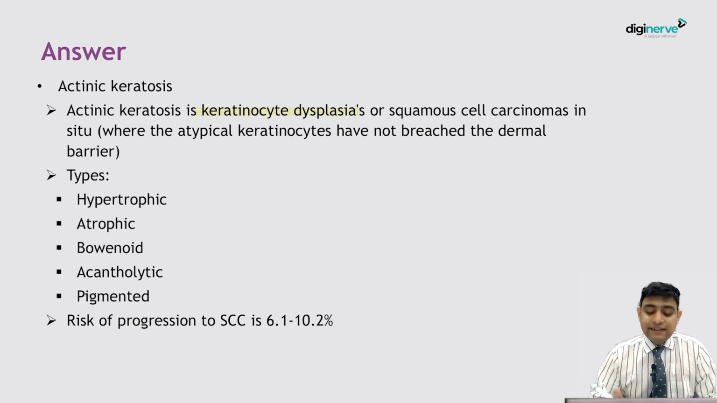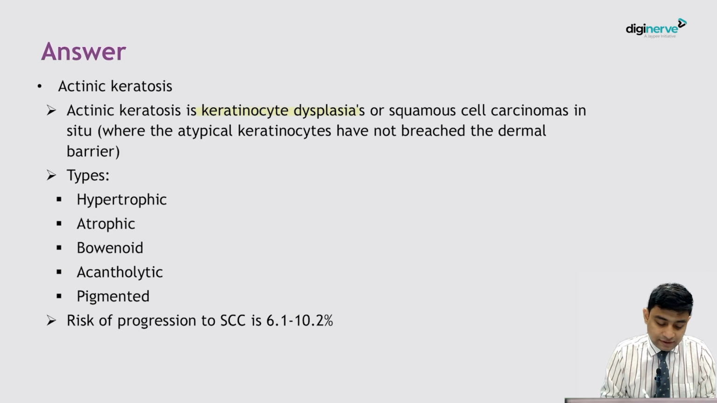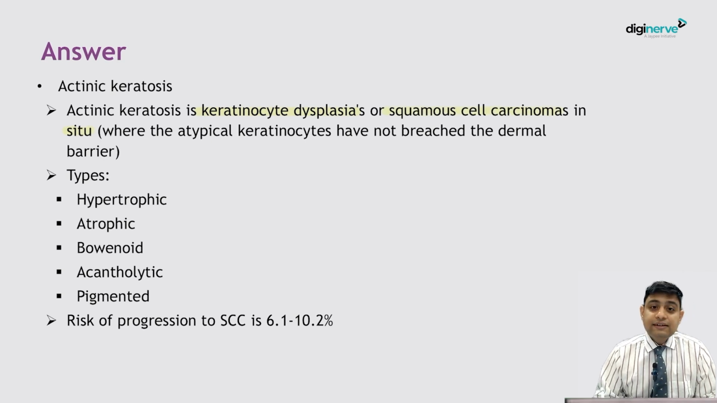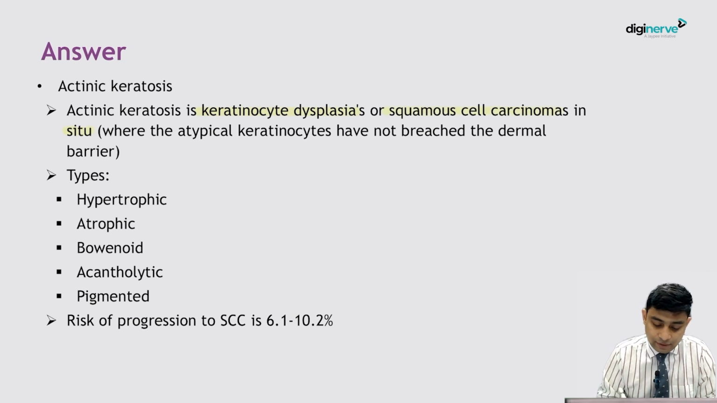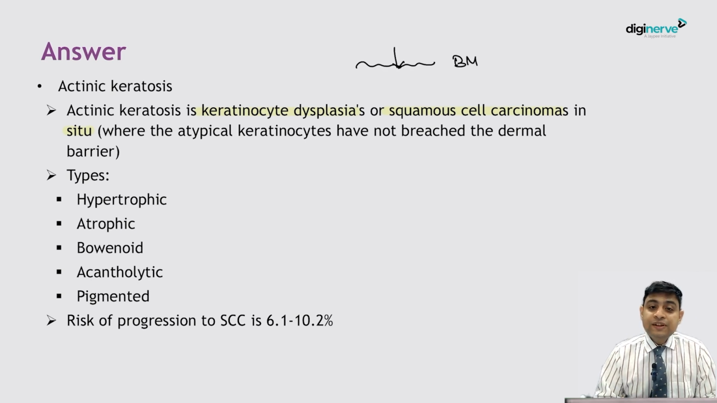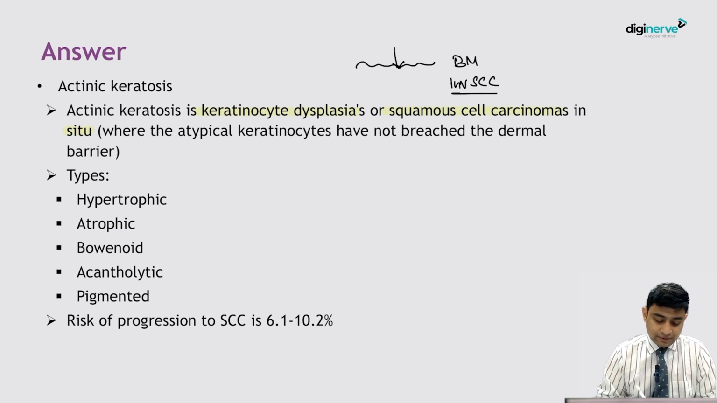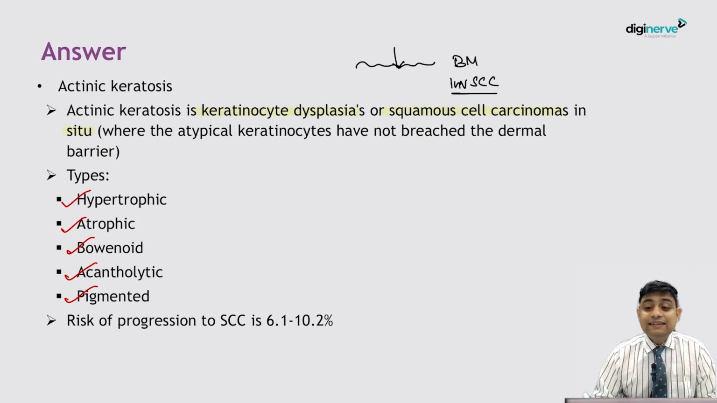But when they are dysplastic, it is called squamous cell carcinoma in situ, which is called actinic keratosis, which means that they have not crossed the basement membrane. They're above this and they have not crossed the basement membrane. Once they have crossed, it becomes invasive squamous cell carcinoma. Okay, now there are various types of actinic or solar keratosis. It can be hypertrophic, atrophic, bowenoid, acantholytic, and pigmented. Okay, and the risk of progression is 6 to 10%.